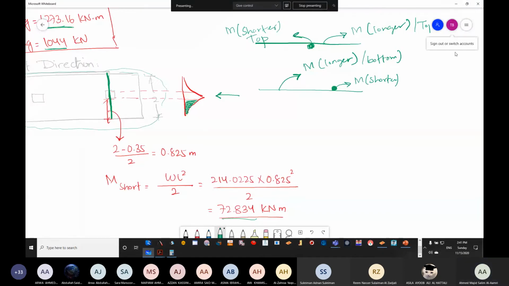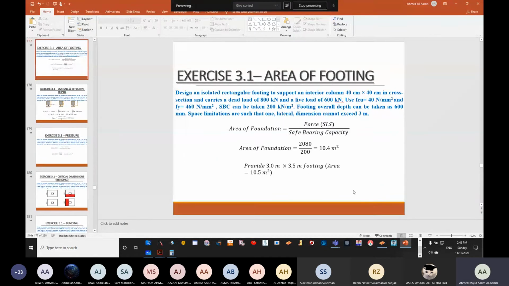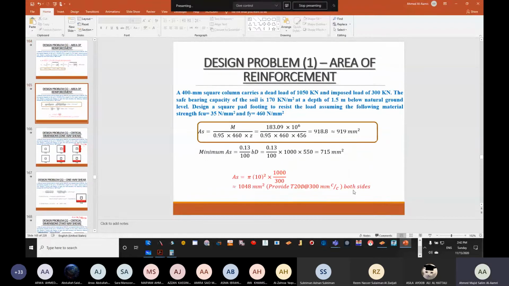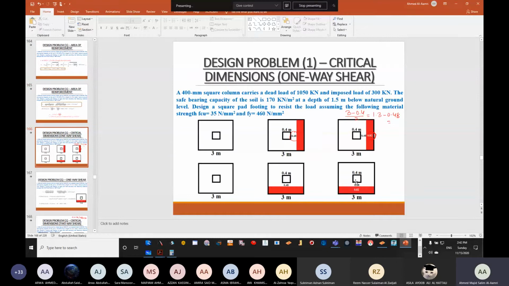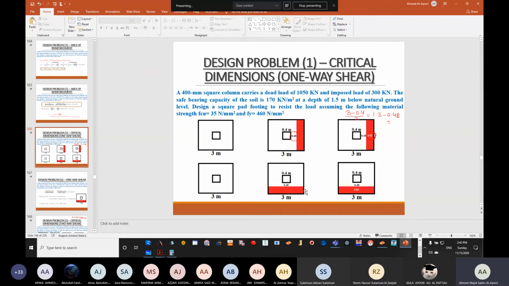Now, if we return back to one-way shear and two-way shear, once again, for bending moment, we have clarified everything. Since we calculated bending moment, calculation of reinforcement will not be an issue. Once again, we are going to try to solve for one-way shear, whatever we have learned. So once again, I'm going to solve the previous problem in terms of shear force.